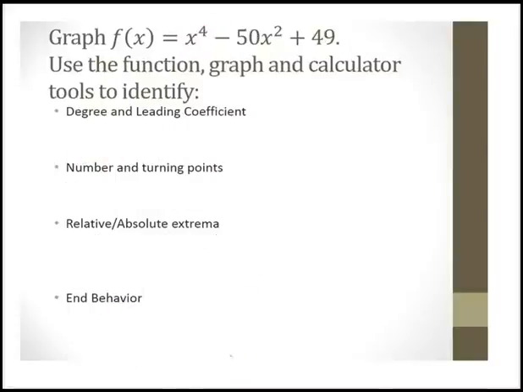Here's another function. f of x is x to the fourth minus 50x squared plus 49. And we're going to do a similar process. Maybe now would be a good time to pause and try this one out on your own.